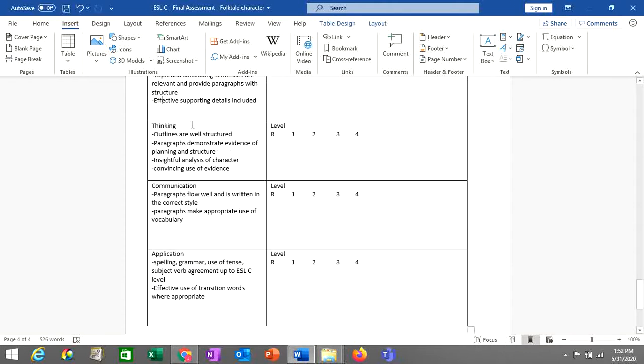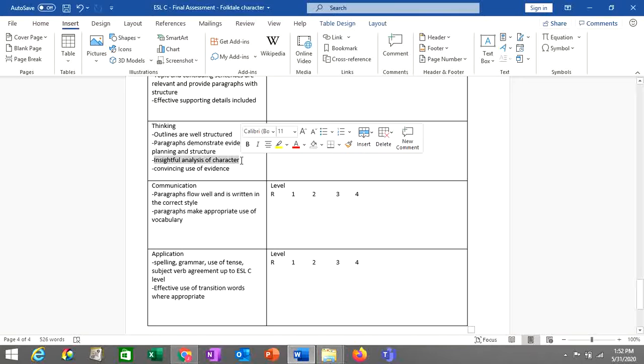That's going to be down here in thinking, but I am looking at, did you choose good things from the story? Thinking is going to be, how do you organize your work? Is it well structured? Are you following an outline? And does it focus? Are your ideas focused? So you're not going all over the place, but you're able to talk one point at a time and prove them. Does your paragraph demonstrate evidence of planning and structure? So that's true for both your outlines and your paragraphs.